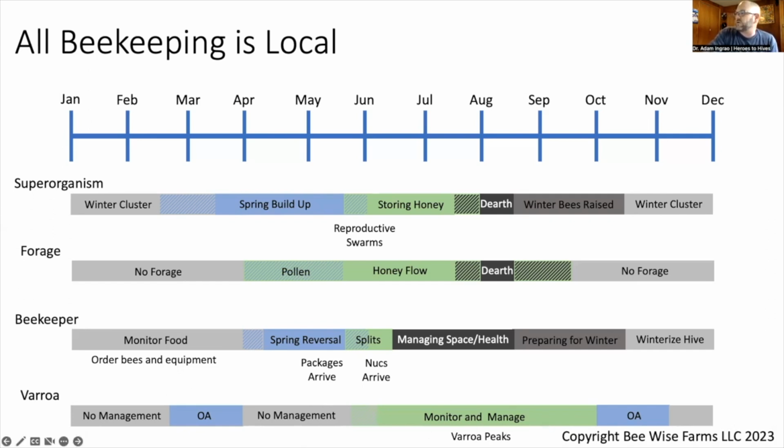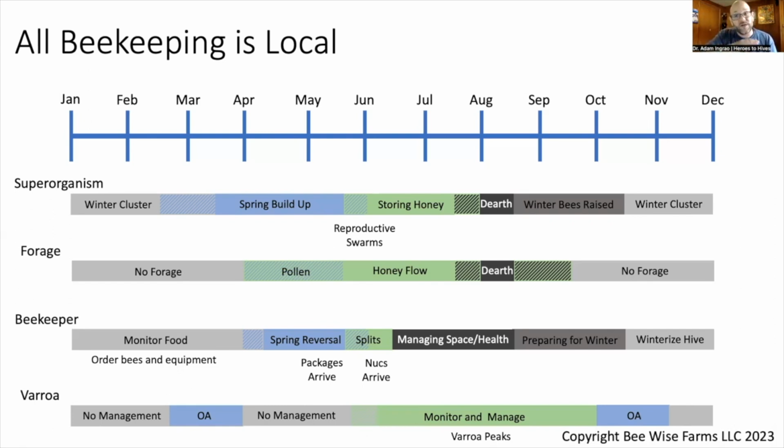Monitoring and managing Varroa mite is happening all season long. Varroa for us peaks at the end of July, beginning of August. That's something important to note in your area, and you'll notice that over time through good record keeping. Making sure you're taking good notes so that you can actually understand when these events are happening, when your mites are peaking.